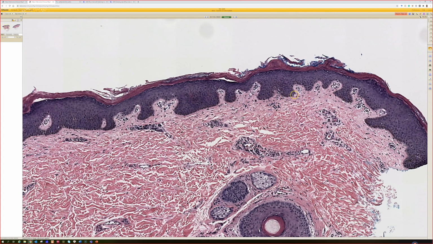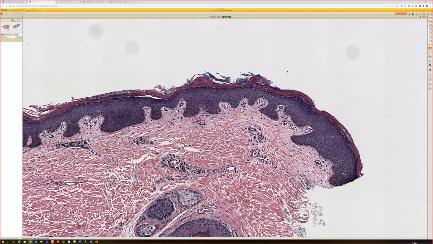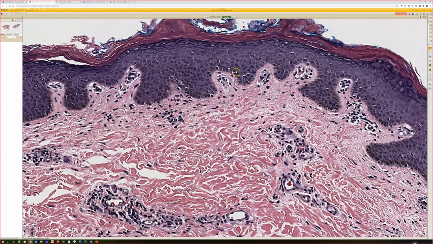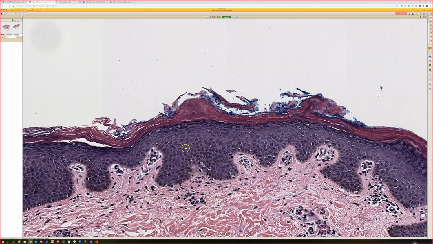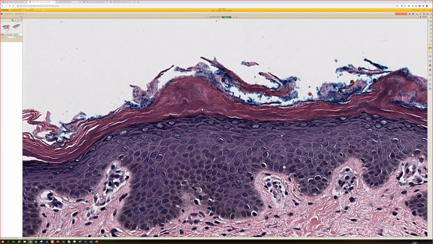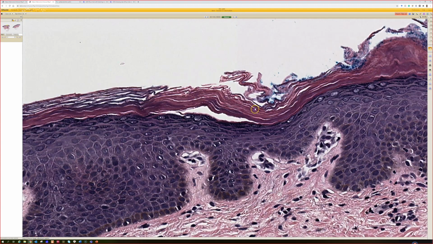So what did you think it was then? Or could be? I couldn't be sure entirely. There could have been organisms in the stratum corneum. These virtual slides aren't the greatest resolution for these things. Exactly.